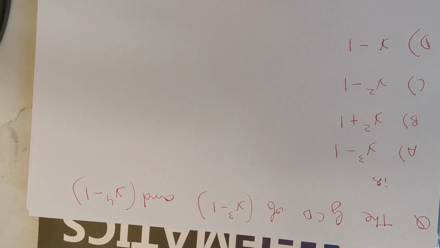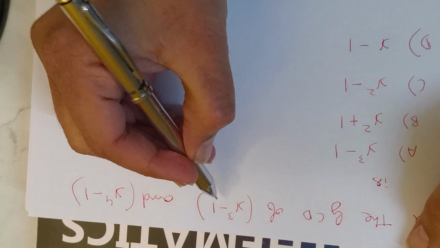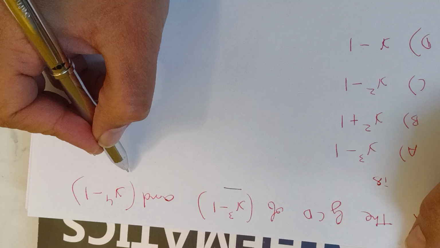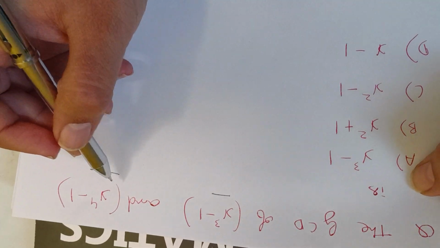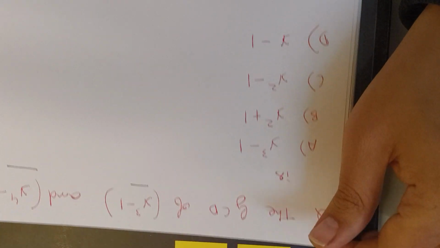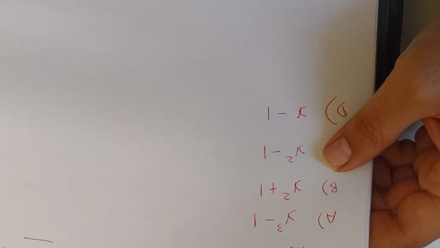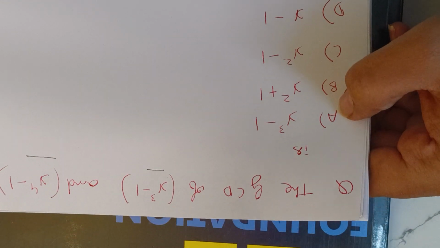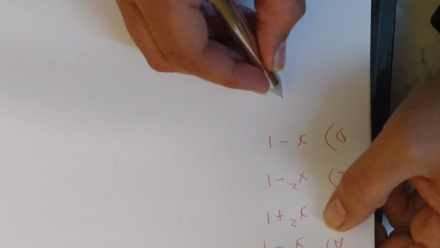Hello. So in this question, we have to find the greatest common divisor of x cube minus 1 and x4 minus 1. Greatest common divisor is HCF. Greatest or highest common factor is the same thing. So let's factorize these two numbers to find the highest common factor.